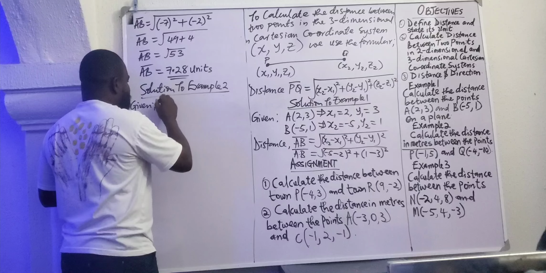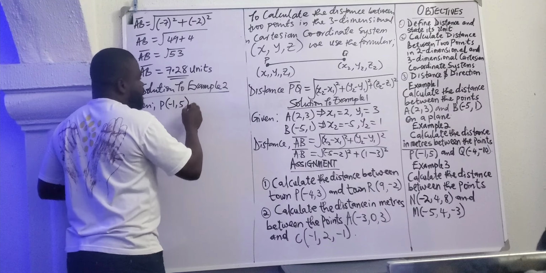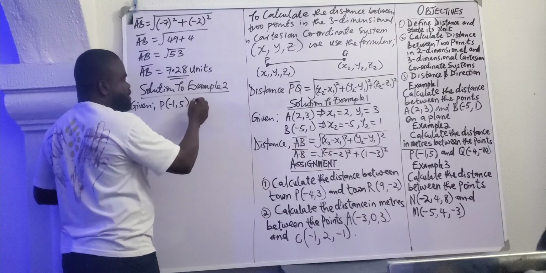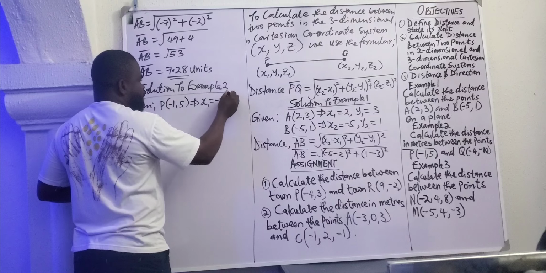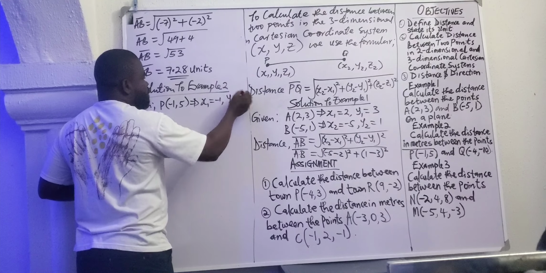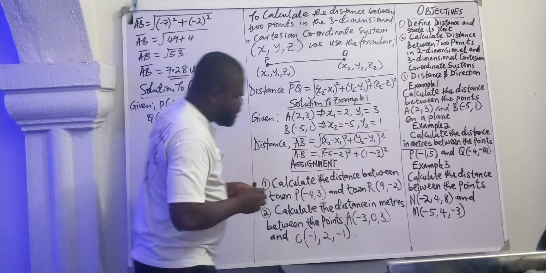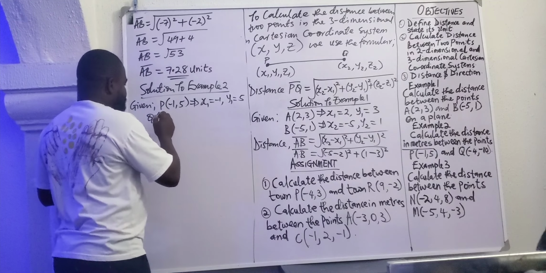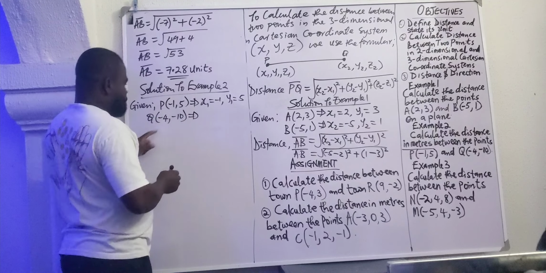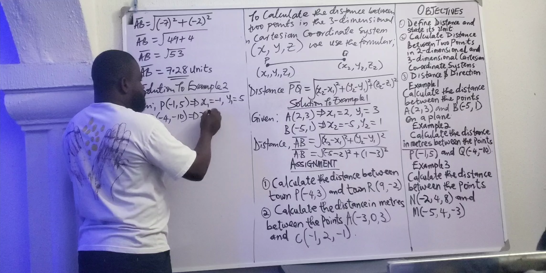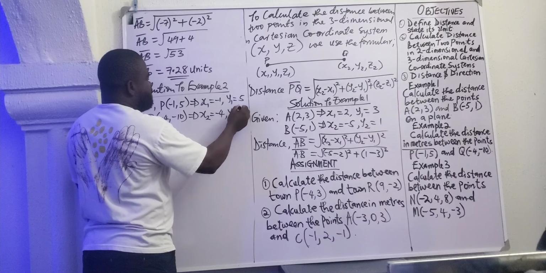So we are given point P as -1, 5. What does that mean? This means that our S1 value is -1 and our Y1 value is what? 5. And then they say Q is given as -4, -10. So we have -4, -10. What does it mean? It means that our S2 is what? -4 and our Y2 is -10.